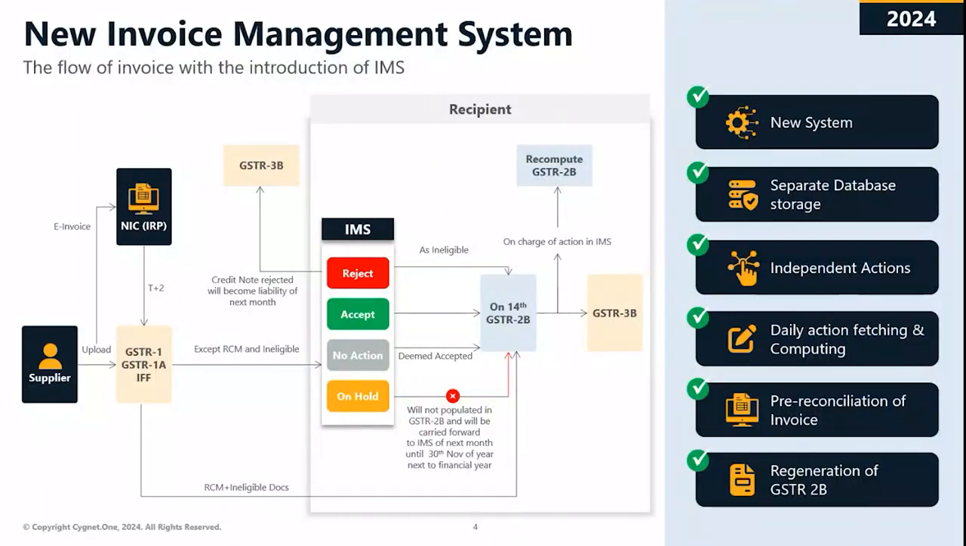Thank you. If any of you has any queries, please raise your hand. Yes, Mahesh. So my question is, if we accept or reject or do the pending action, in this case, is it impacting 2A or only 2B? Sorry? Accept/reject is going to affect only GSTR 2B, not GSTR 2A. IMS will only affect GSTR 2B, not GSTR 2A.